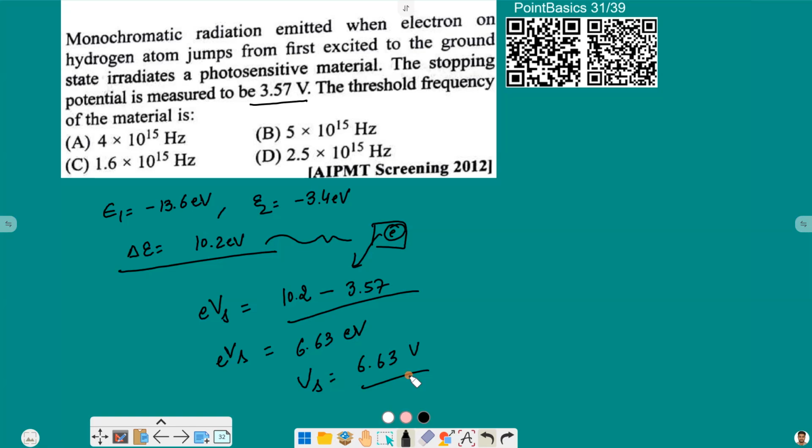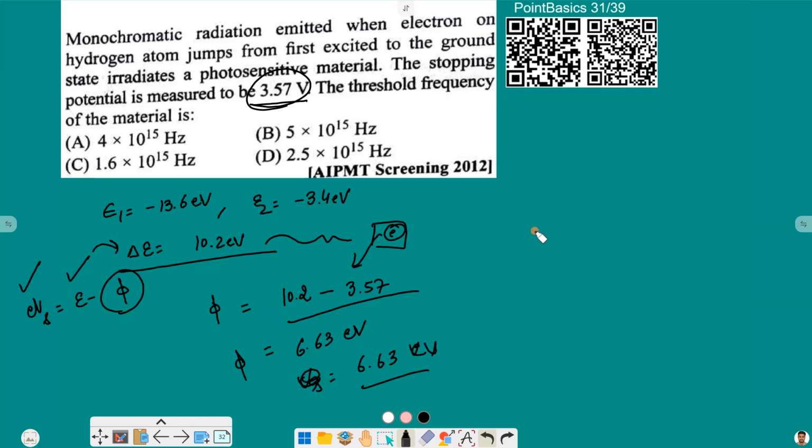Oh, sorry, my mistake. I got carried away. It is given, this is the stopping potential. So actual equation will be like this. Let me write this. This will be phi, or the work function, because actual equation is eVs is equal to energy of the photon minus work function. This is given to us. This is what we have calculated. So from that work function comes out to be 6.63 electron volt.